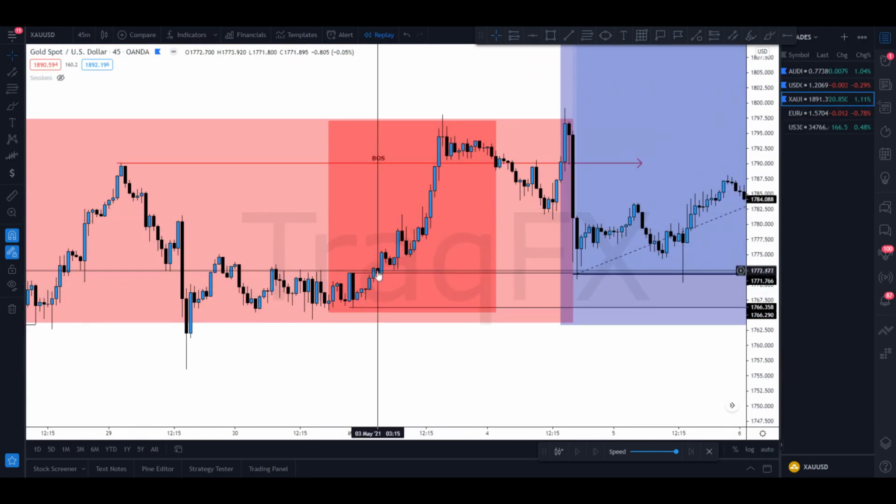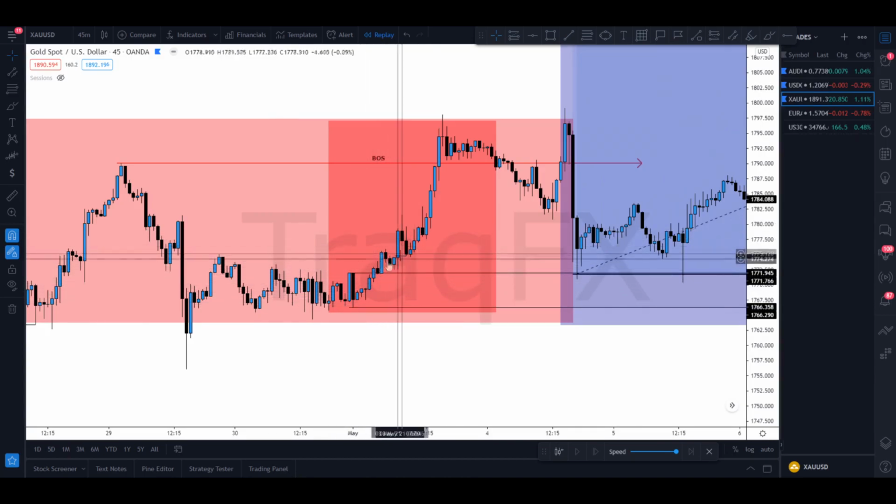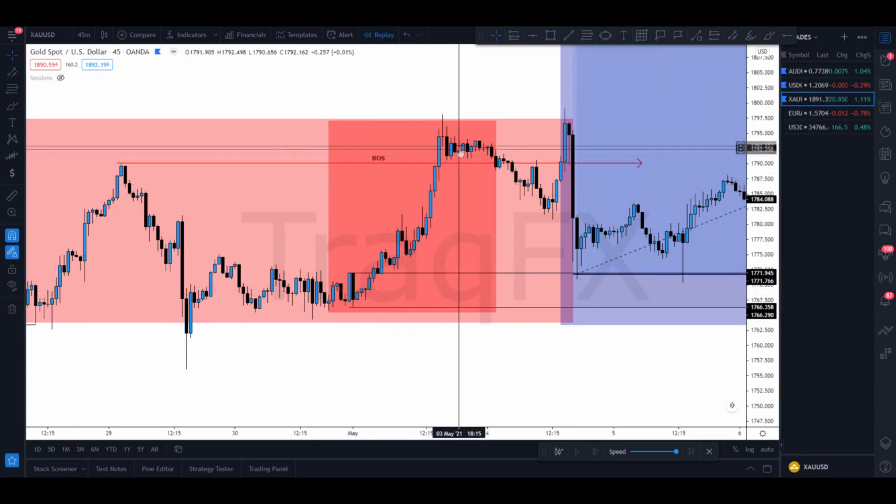Now, someone might say, what about this one? What about this one? I went with the one that looked the cleanest. These didn't look clean at all. I want to see a big move up. That's it. I don't want to see no consolidation, no choppiness. I want to see that nice down candle and then that nice move up.